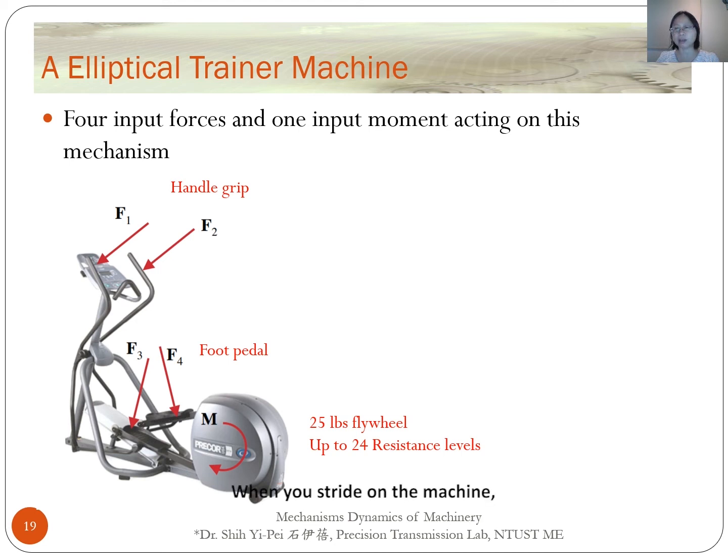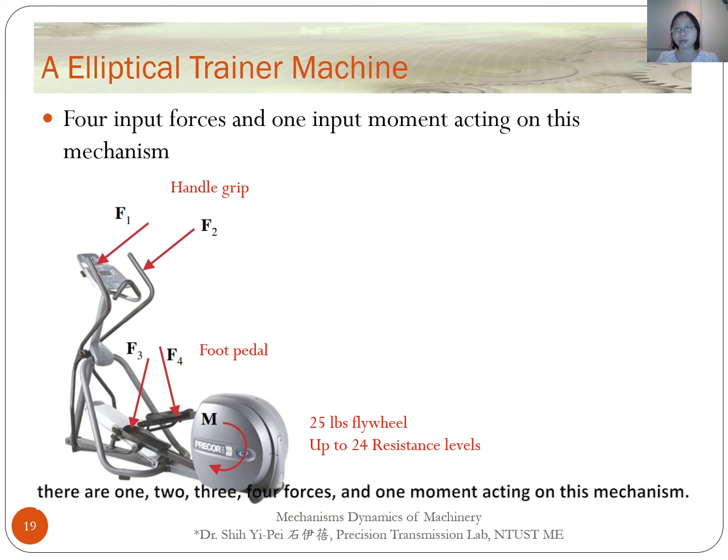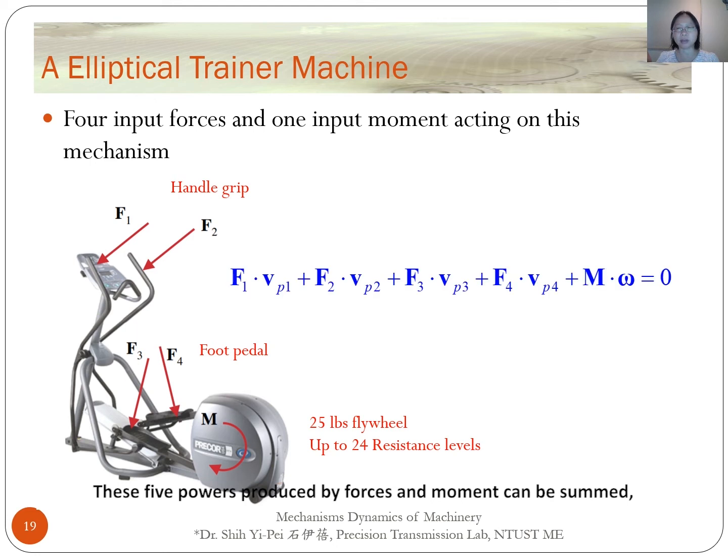When you stride on the machine, there are 4 forces and one moment acting on this machine. These 5 powers, produced by the forces and the moment, can be summed, and the total power is equal to 0 in equilibrium. Since we can figure out the velocity of all points and the angular velocity of the mechanism, we can quickly get the load that we are interested in through this equation.